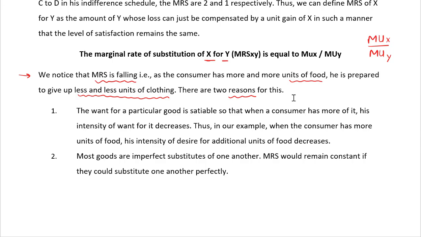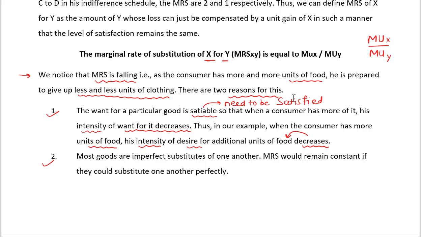There are two reasons. Number one, the want for a particular good is satiable, it needs to be satisfied. So when a consumer has more of it, his intensity of want decreases, because earlier you were not having food, but now you are having food, so the intensity of food will be less. Thus in our example, the consumer is having more units of food, so the intensity or desire for food will decrease.